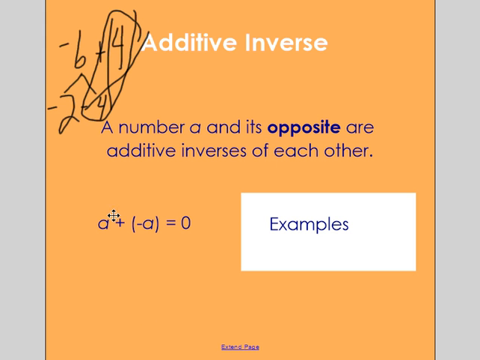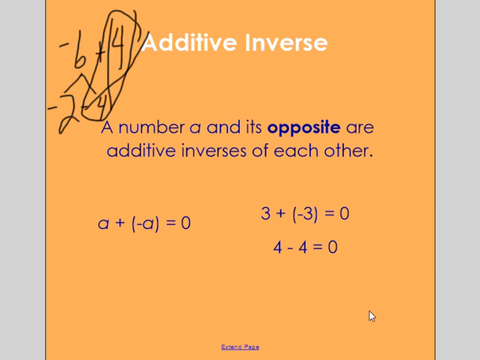So in symbols, a plus -a is going to equal 0. And an example with real numbers is 3 plus -3 equals 0. And this one I love, 4 minus 4. I love it because what have I told you to do with subtraction? I want you to turn it into addition. So keep the first number, change it to addition, take the opposite of the second number, and you will see that now I have my additive inverses. A lot of people can get confused in an example like this.